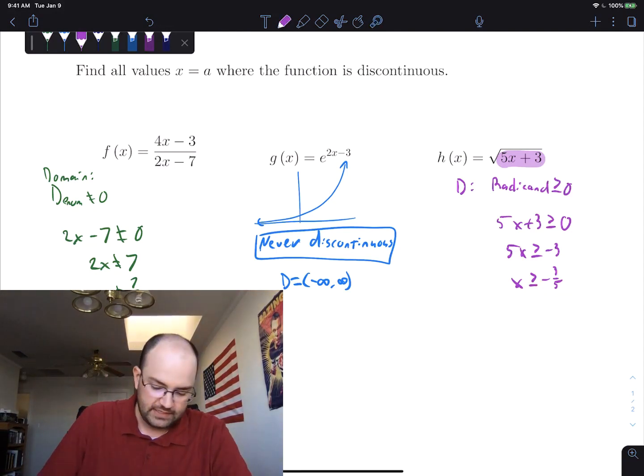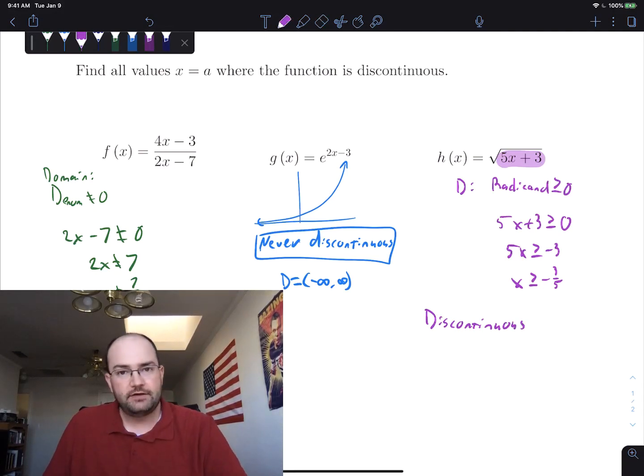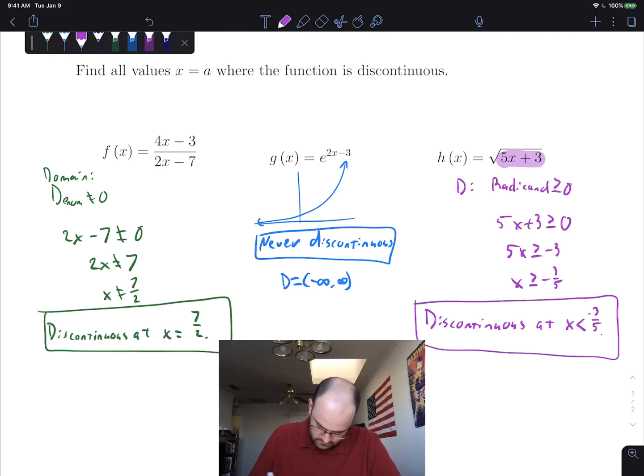That means that this function would be discontinuous at any values where x is not greater than or equal to negative 3 over 5. In other words, x is less than negative 3 over 5. And there you go.